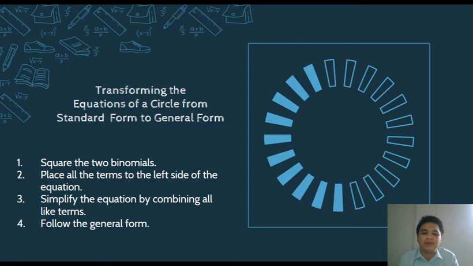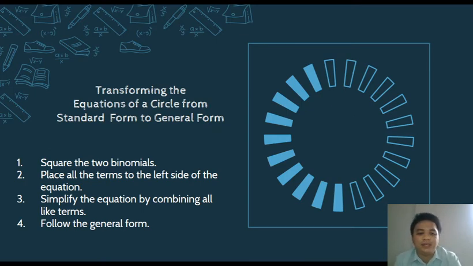For our step number 1, kumbaga babalik lang tayo eh. Mula doon sa standard, aakyat tayo going to the general form. So pabalik ang ating approach. So una is to square the two binomials. So applying yung natutunan mo nung junior high school or the grade 8 math, kung saan ikaw ay tinuruan kung paano ba mag-square ng isang binomial.